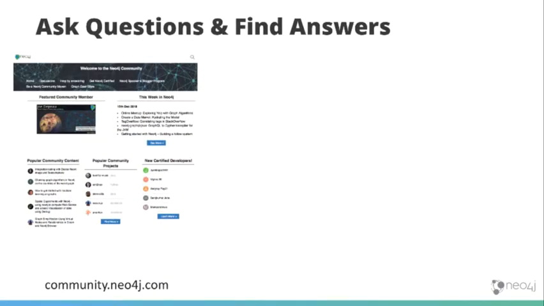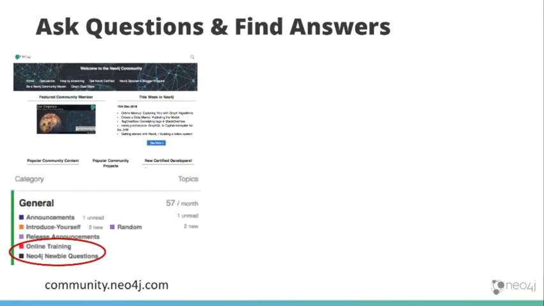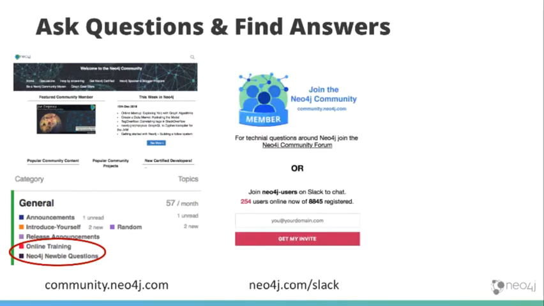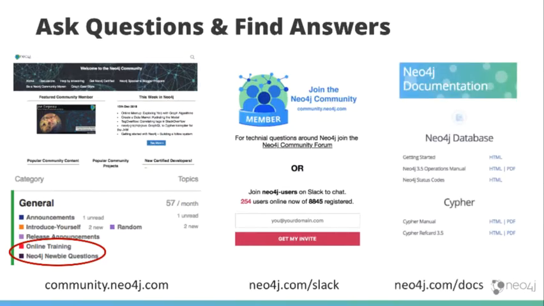If you need help during this course, you can go to the community.neo4j.com site and post questions there or search for some results. In particular, under the general area of the community, there's an online training section. You can also go to our Slack channel at neo4j.com/Slack and ask questions. And finally, of course, our documentation as well. There's a lot of developer documentation and information you can find on our docs page.